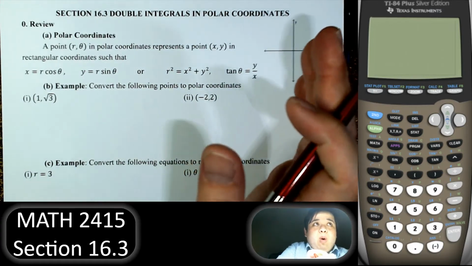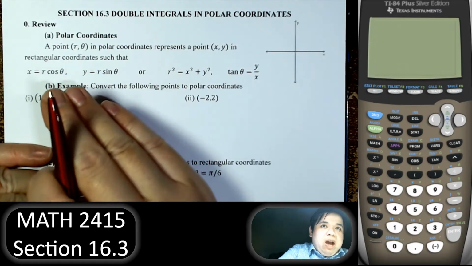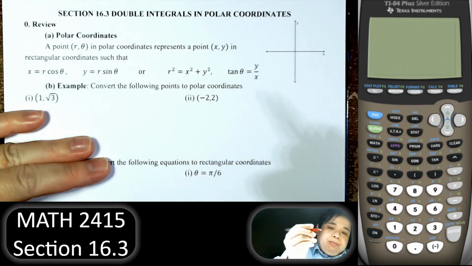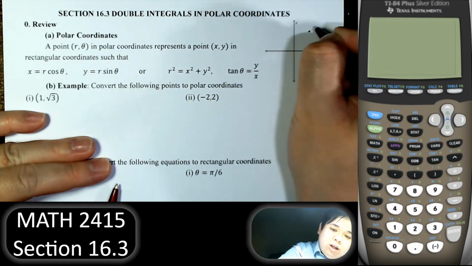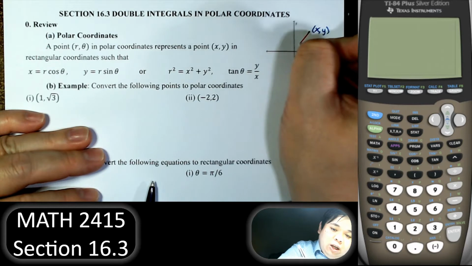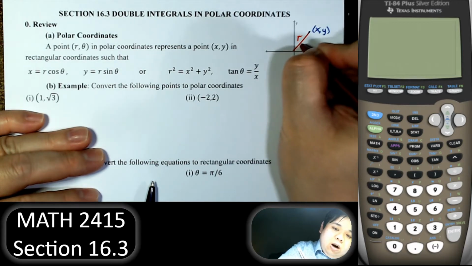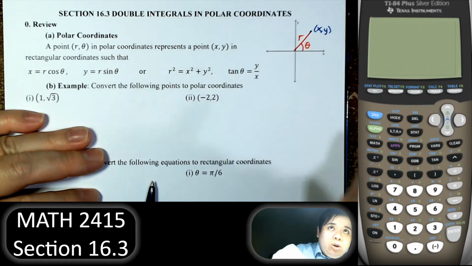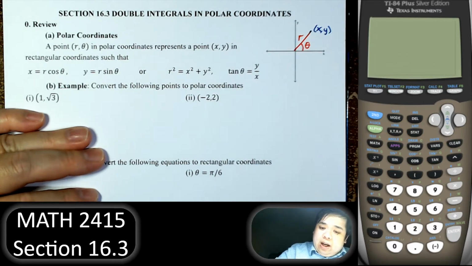Right. Now before we go there, let's just review the basic polar coordinates. You should have this from trigonometry, pre-calculus and calculus 2. We have a point x y in rectangular coordinates. Instead of representing the point using x y, we can represent the point using r and theta. r is the distance from the point to the pole, or the origin.